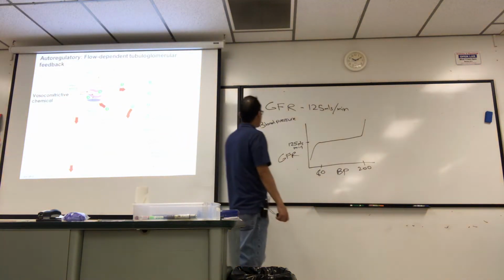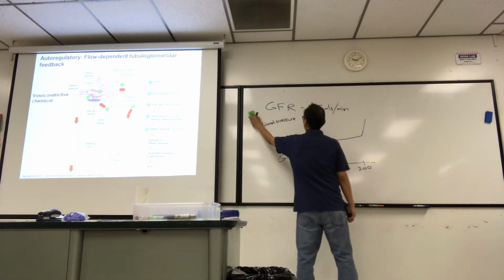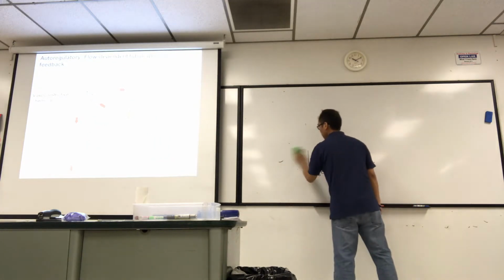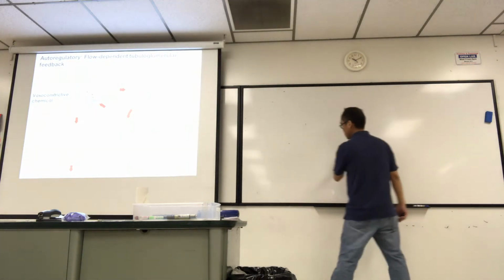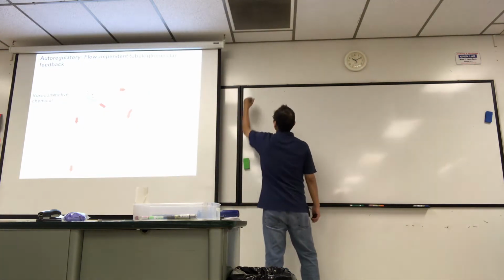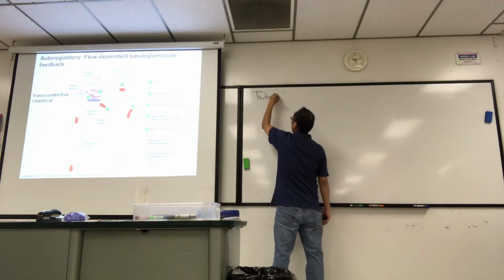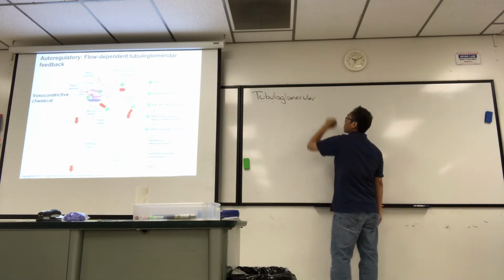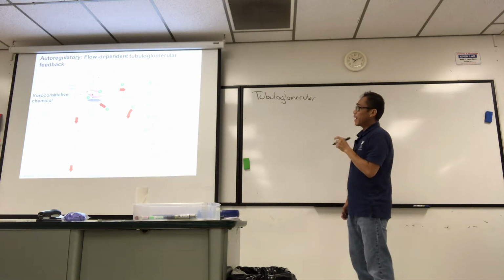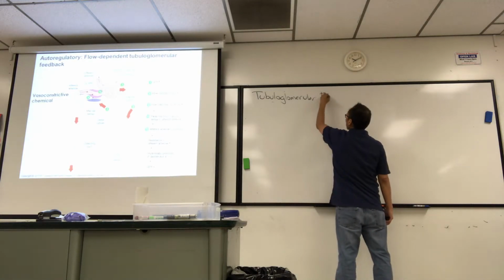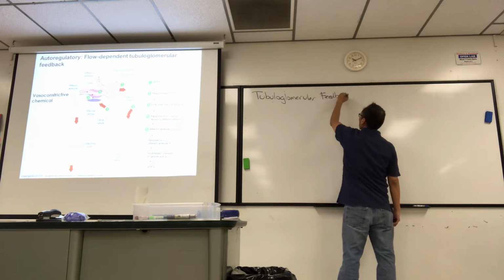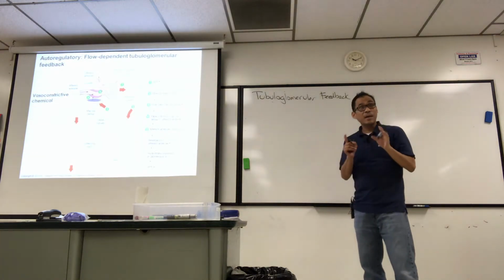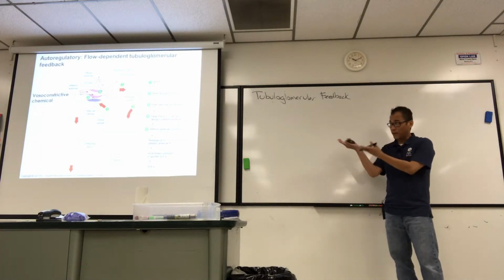I want to look at this picture. Okay, so GFR regulation: tubuloglomerular feedback. Now, for this to work, I'm going to throw in flow dependent. It depends upon the filtrate flow through the nephron, as pictured here.